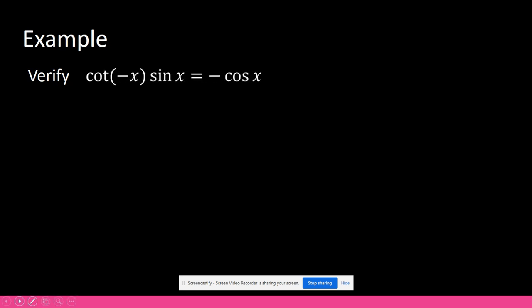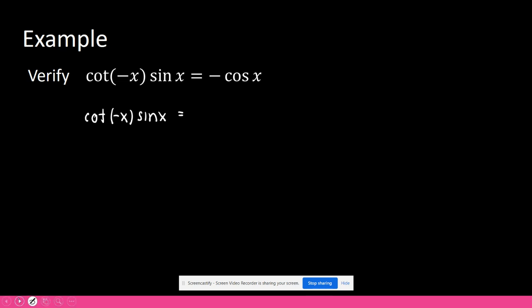Let's look at this example. I want to verify that the cotangent of negative x times the sine of x equals negative cosine of x. Once again, we have to pick the more complicated side. Hopefully we notice that the left side is a little bit more intense than the right. So I'm going to start by rewriting the left side, and once again think about our strategy of turning things into sine and cosine. I'm going to put a pin in that for a second, because I see a negative angle, and honestly, I want to take care of that negative angle first.